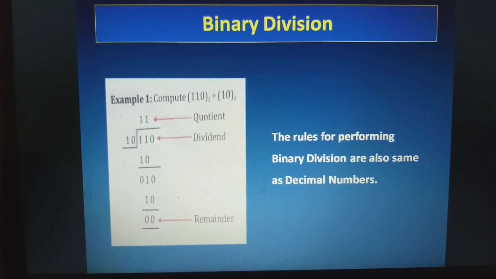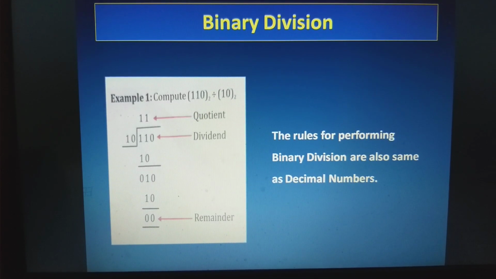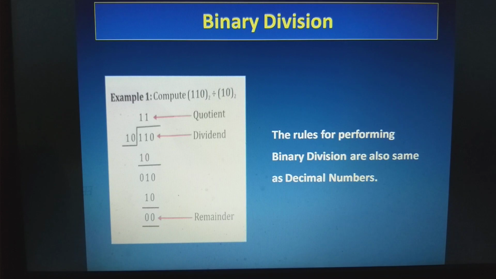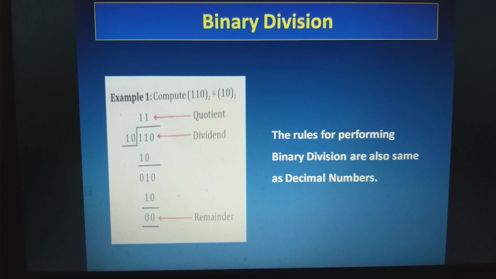Now we will discuss binary division. The method to perform division of two binary numbers is the same as that of decimal numbers. Now with reference to the example, while dividing 1 1 0 base 2 by 1 0 base 2, we will get quotient equal to 1 1 and remainder equal to 0. So we must understand that we have to follow the binary addition and subtraction rules to perform multiplication and division of binary numbers.